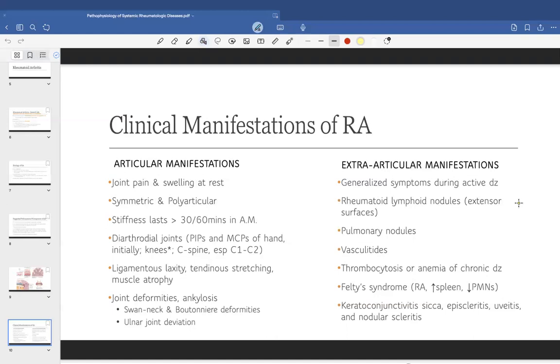Yes, ligamentous laxity. Yes, tendinous stretching. And yes, because of the inflammation and the lack of use, muscle atrophy. Yes, joint deformities. Okay, so swan neck and boutonniere for rheumatoid. And for osteoarthritis, you have Heberden's nodes and Bouchard's nodes.